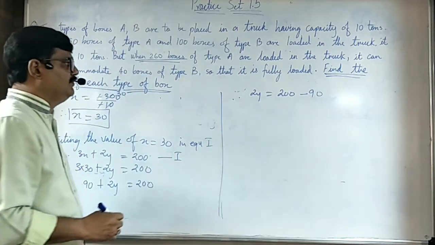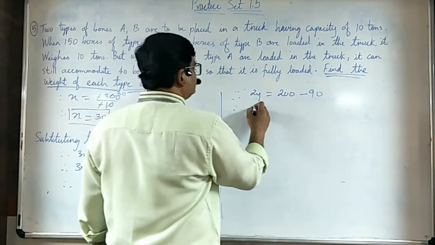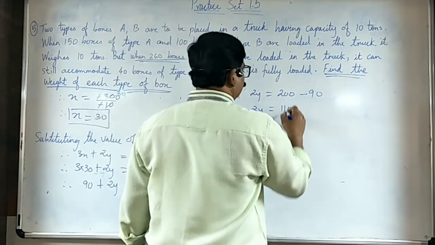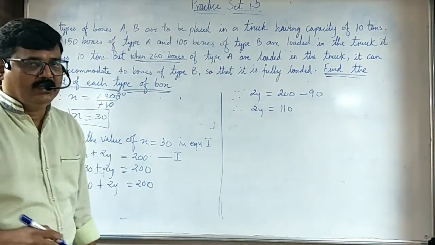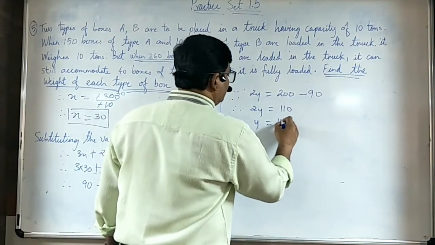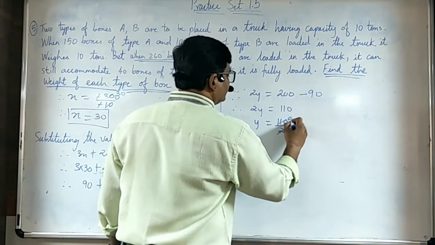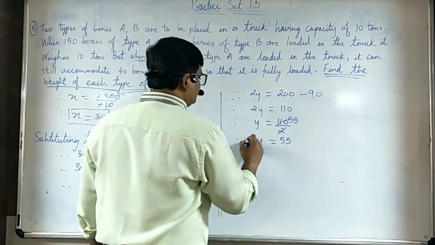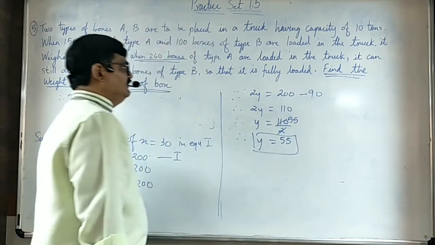Plus 90 will go, and that will become minus 90. Therefore 2y is equal to 110. Now you will have y is equal to 110 divided by 2. 2 5s are 10. So y is equal to 55. That means I got the value of y.